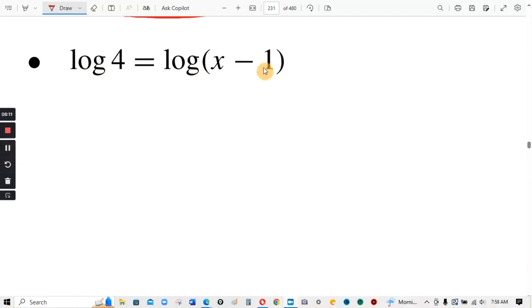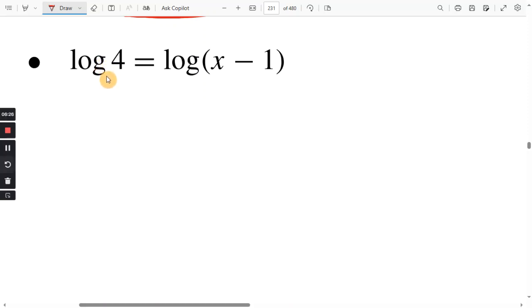All right, please pause and try this one here. So we can see this is log with no base and log with no base. We can really just set 4 equal to x minus 1. But just for your information, when the log has no base, it is automatically base 10. All right, so you can write that in there if you want.